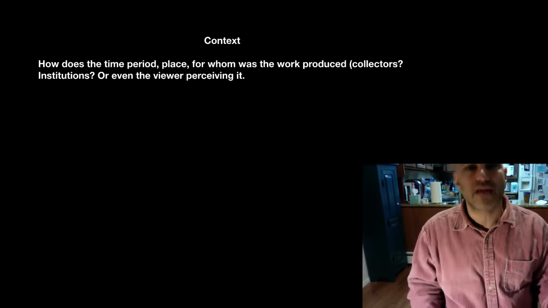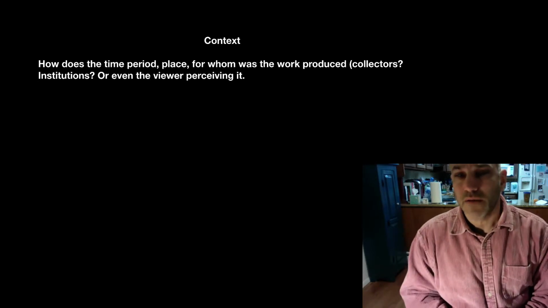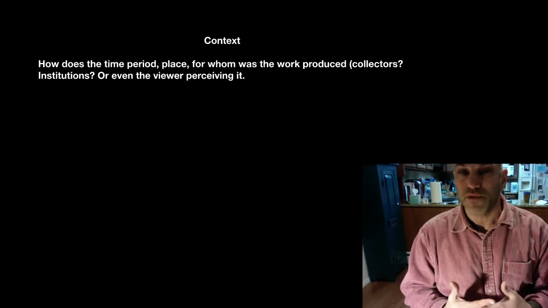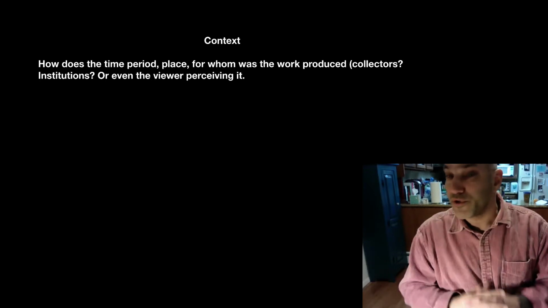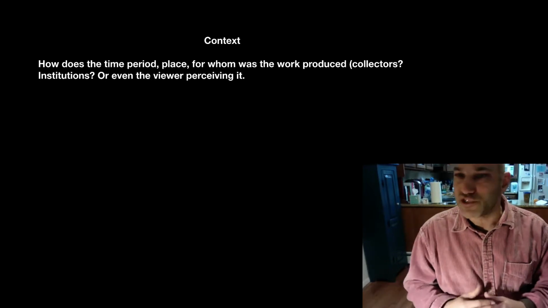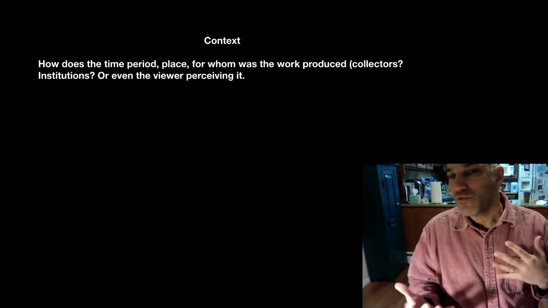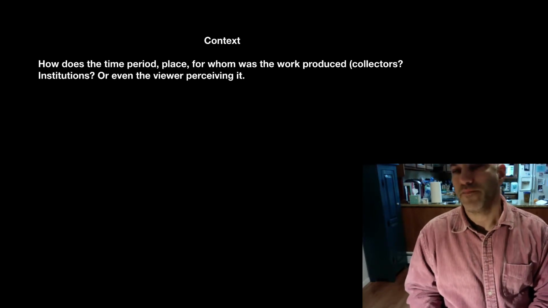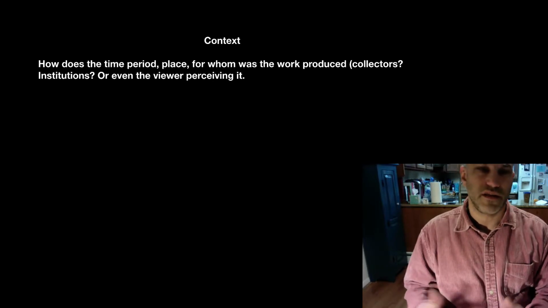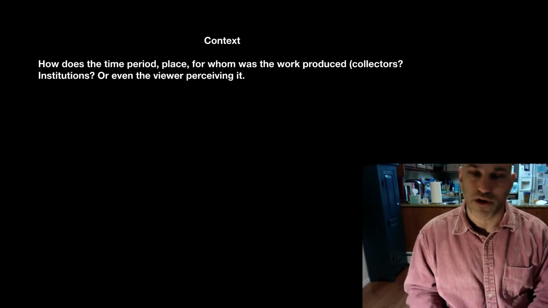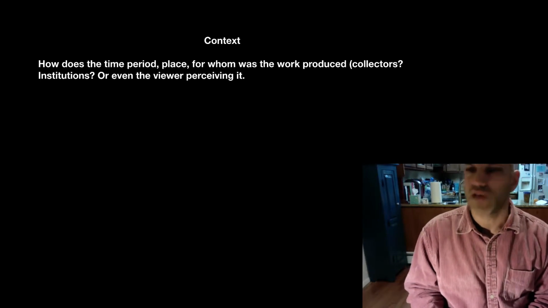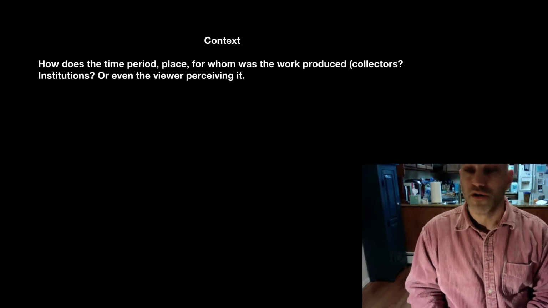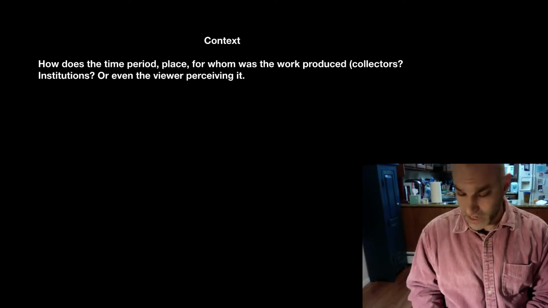So for context, how does the time period, the place, affect how we see the work? For whom was the work produced? Was it for collectors or institutions? And also for even the viewer perceiving it. As we talk about the work from pop to present, sometimes we're going to have radically different reads on pieces depending on who's the viewer, and it's important to keep that in mind.